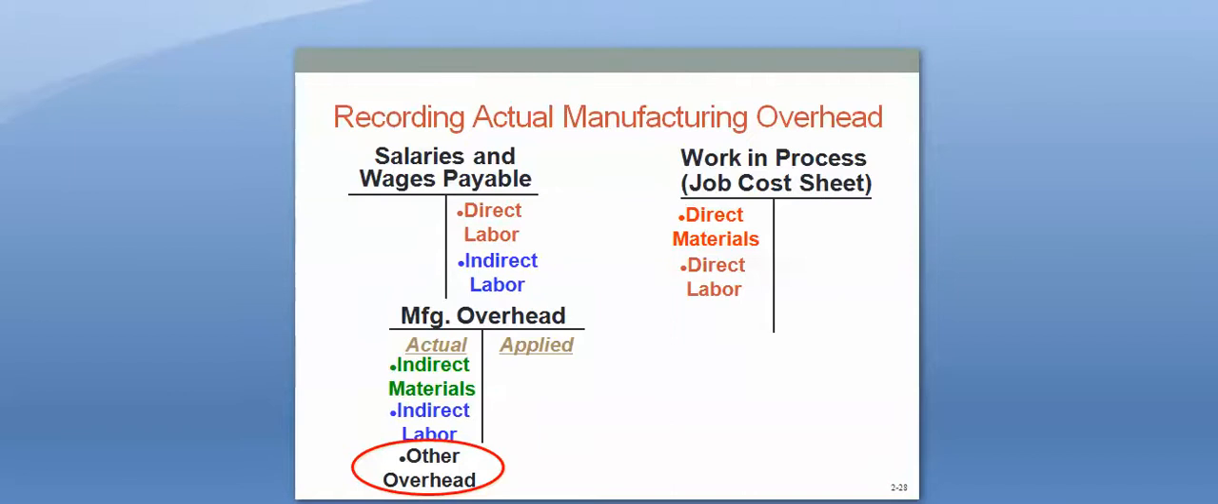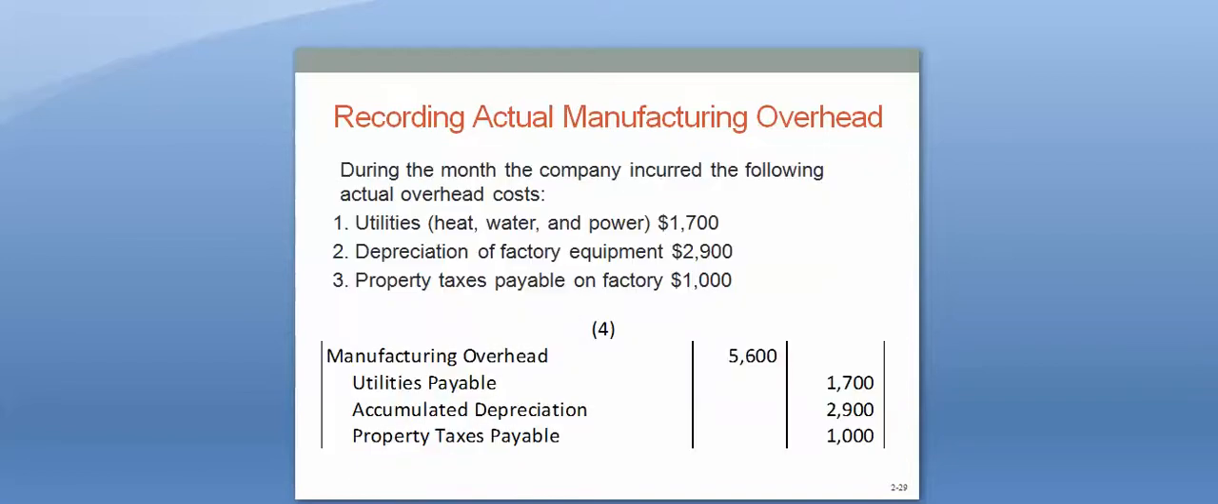Other overhead costs will be recorded as a debit to manufacturing overhead, and a credit to either cash or accounts payable. Let's assume during the month the company incurred $1,700 for utilities, $2,900 in depreciation on factory equipment, and $1,000 in property taxes on the factory. So we're going to debit manufacturing overhead for the $5,600. We'll credit utilities payable, credit accumulated depreciation for the $2,900 in depreciation expense, and credit property taxes payable for $1,000 for the taxes on our factory.